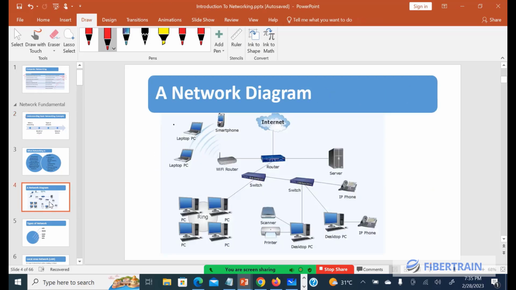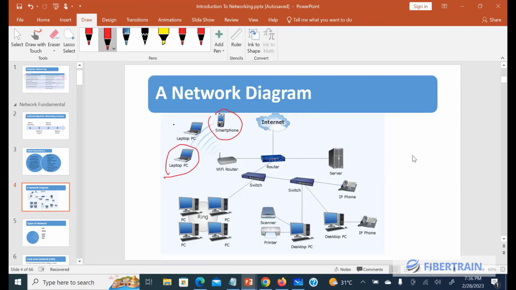Basically, before I look at the types of network, I have a diagram here just to buttress what we mean by a network, and the different kinds of devices that can be found on a computer network. If you look at this diagram, we have a couple of devices here. The devices you should be familiar with are laptops, smartphones, your desktop PCs. And this is a printer here. You have your scanner as well.